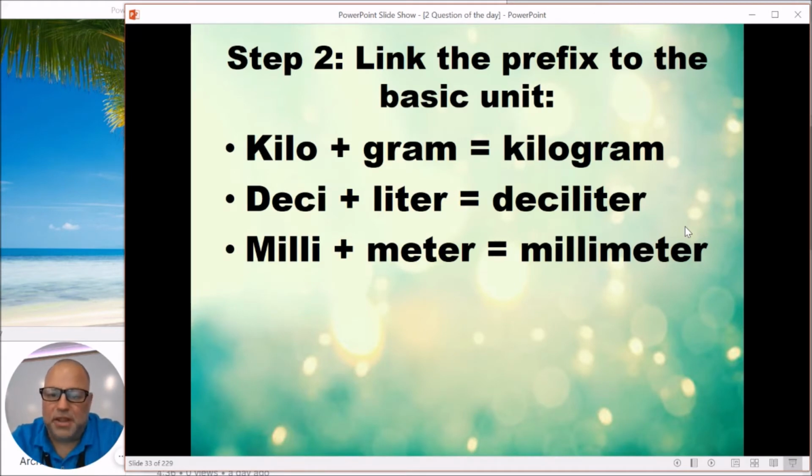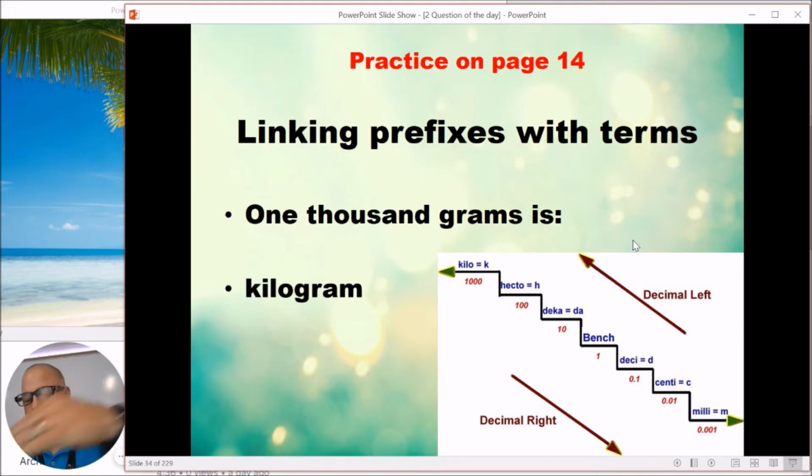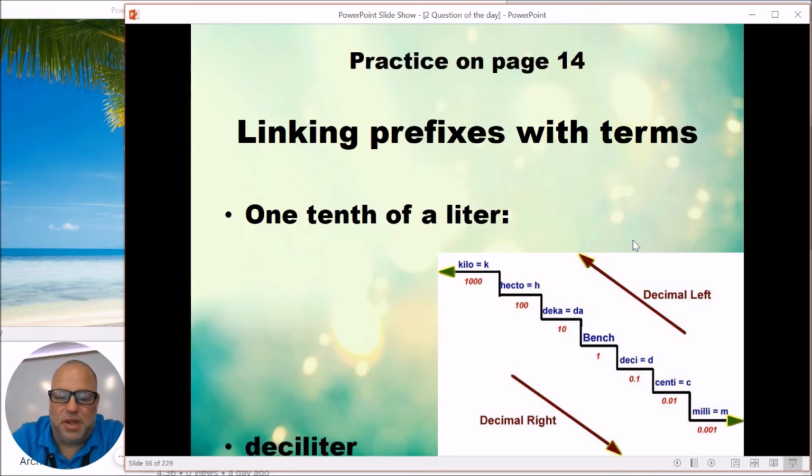So you're always linking those prefixes to the base unit. So you could have a kilogram, a deciliter, or a millimeter. They're just linking them together to show you how big they are. So that's what we're doing. We're always going to be linking those prefixes with one of the base units, either to go down to make it smaller or make it bigger going up. Those are the steps of the metric system that we have.